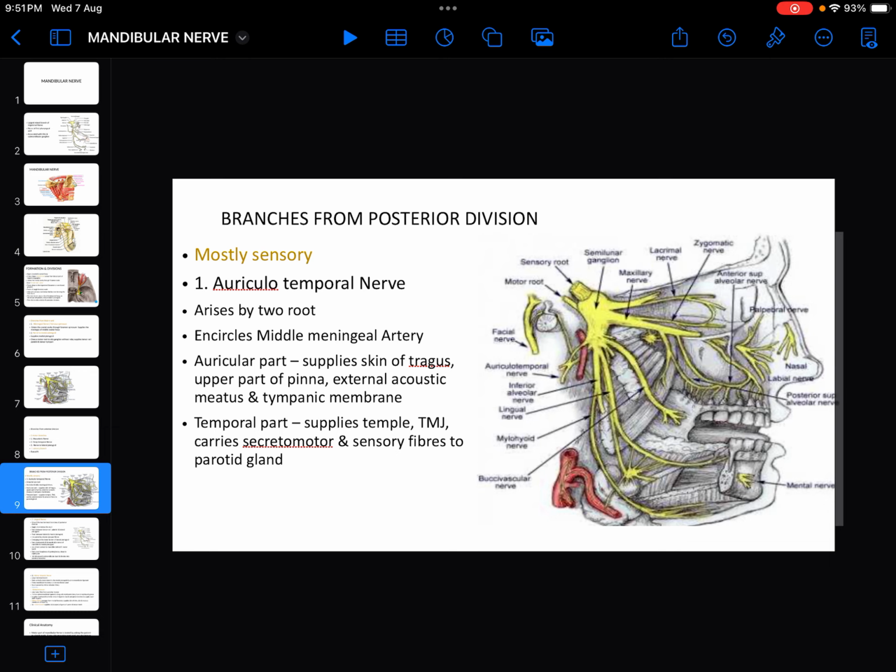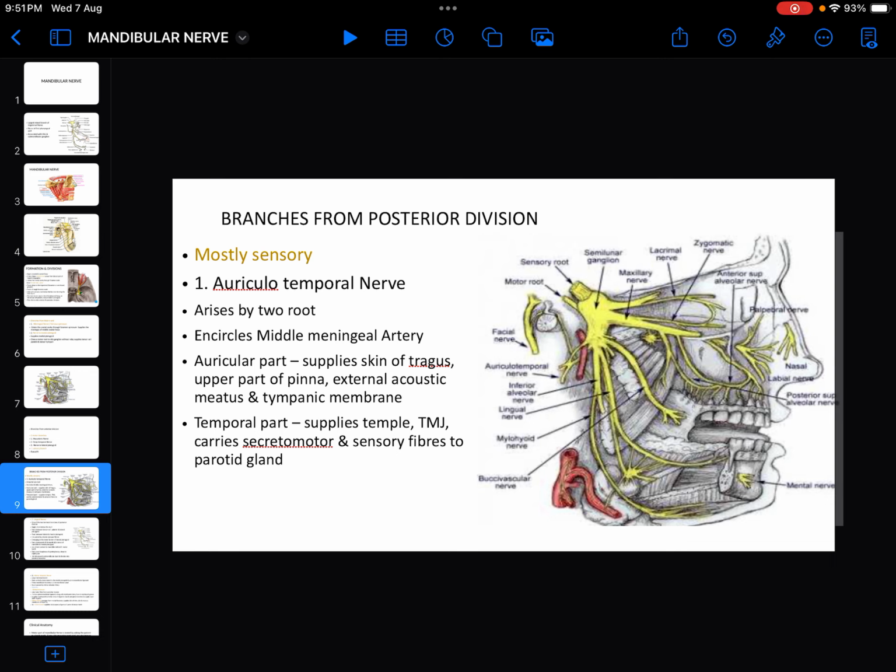Then about the auriculotemporal nerve. This nerve arises by two roots, which after encircling the middle meningeal artery unite to form a single trunk. Then it runs backwards between the neck of the mandible and the sphenomandibular ligament.